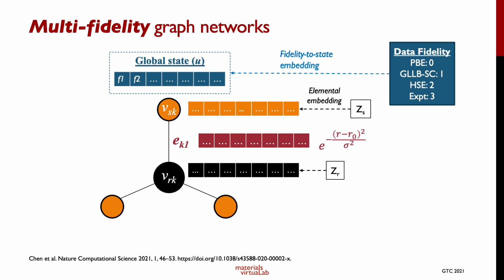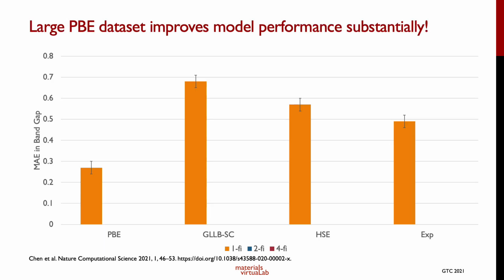So here, in multi-fidelity graph networks, we take the fidelity of the data, so things like whether it comes from our least accurate PBE calculation or is experimental data, and then we embed it in this global state, right? And then the remainder of the materials graph network remains unchanged. And what we found was that by using multi-fidelity graph network models and incorporating all the data together in a single model, we can significantly improve the model performance, right?